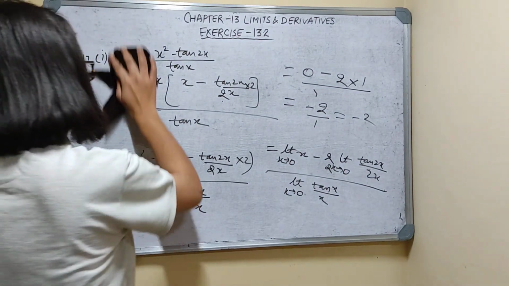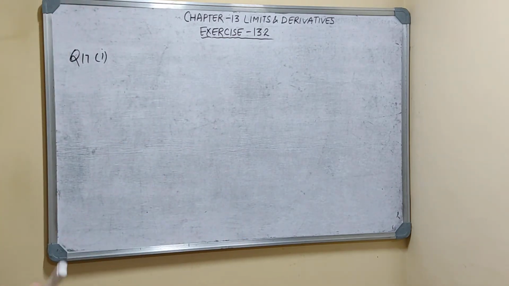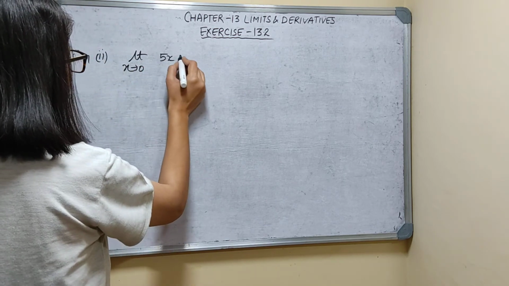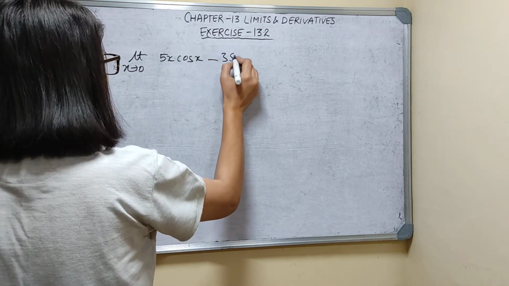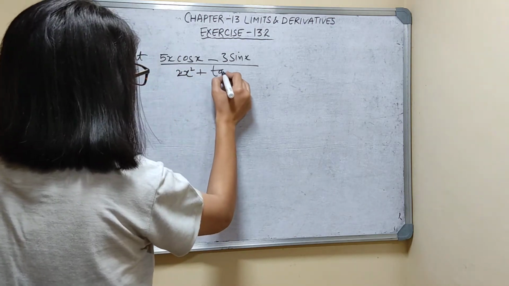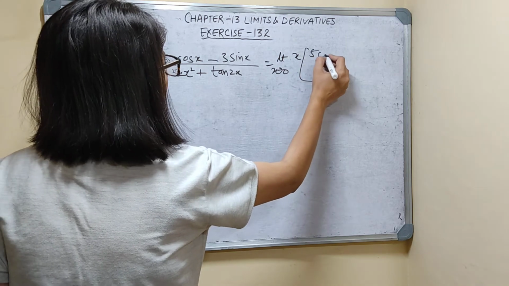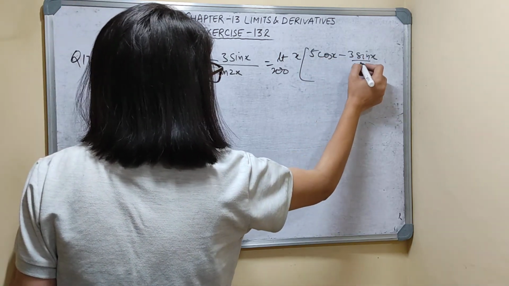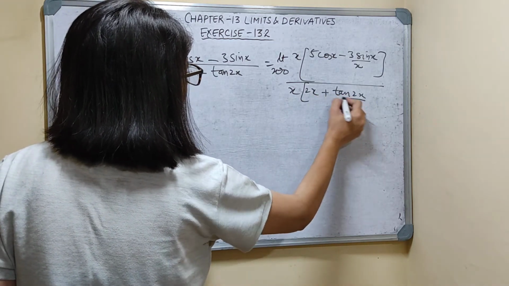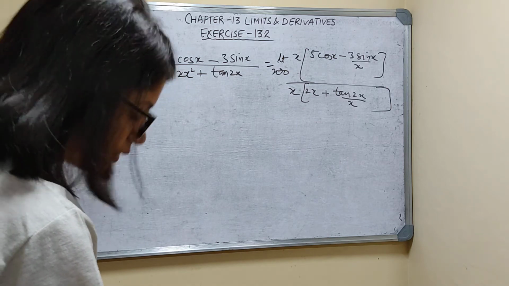Now 17th question, second part. The limit as x tends to 0 of (5x cos x minus 3 sin x) upon (2x square plus tan 2x). So what will I do? Here also I will take x common. X is common, so here it will be (5 cos x minus 3 sin x upon x) upon (2x plus tan 2x upon x). Is it clear?